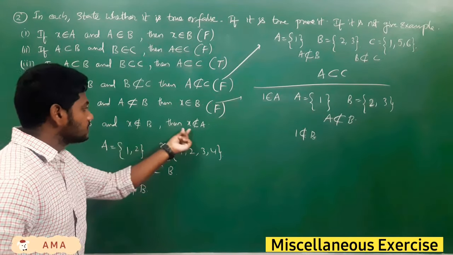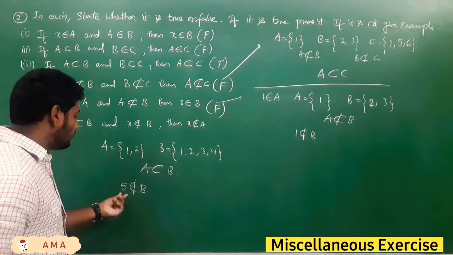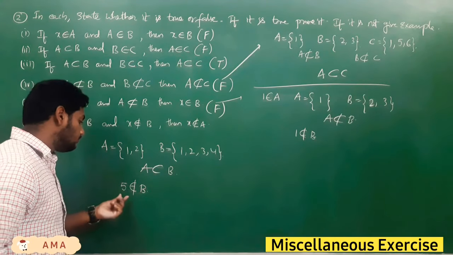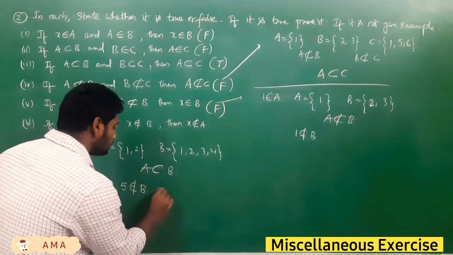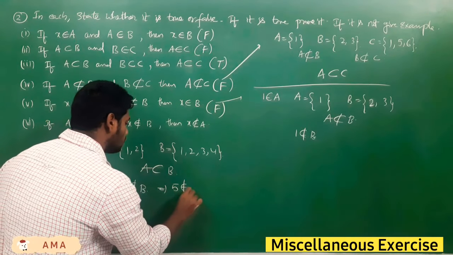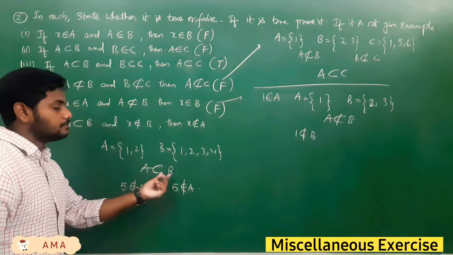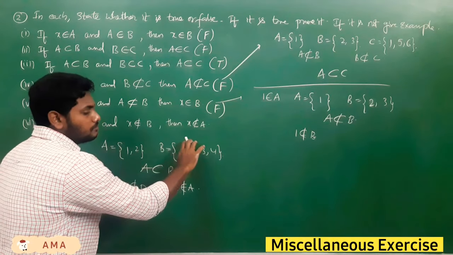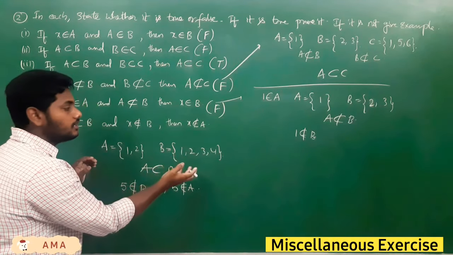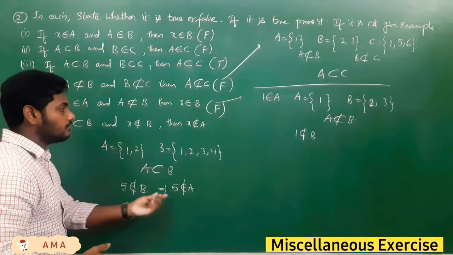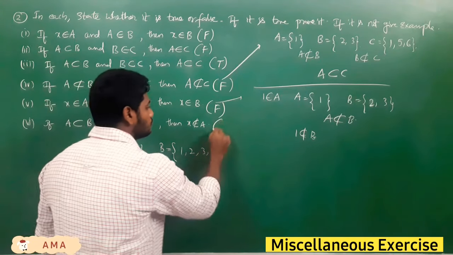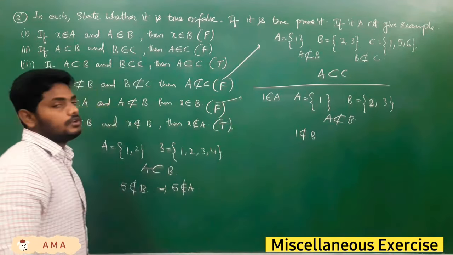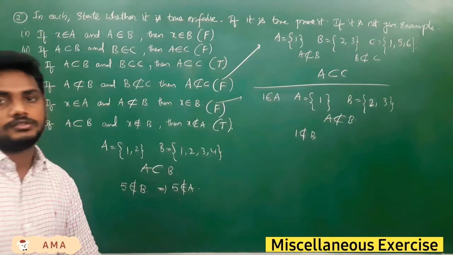Then that x does not belong to A. If phi does not belong to B, then phi also does not belong to A. Why? Because A is a subset of B now. All elements of A will be there in B. In B only 5 is not there. Then how can it be present in A? So 5 also does not belong to A. So this is true. Hope you all understand. Pause the video and note it down.